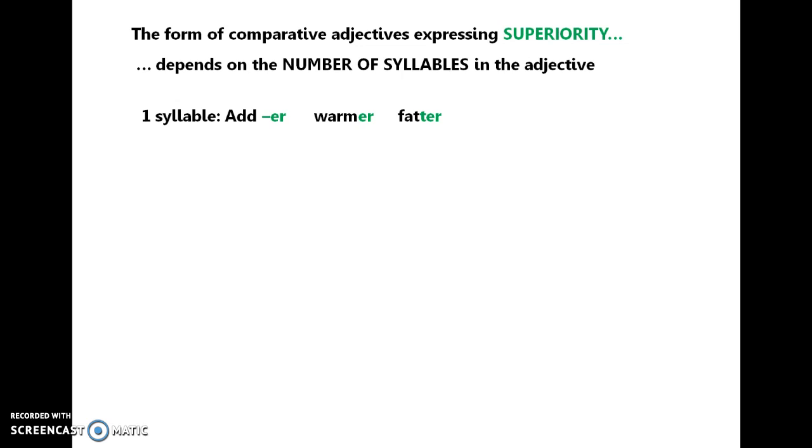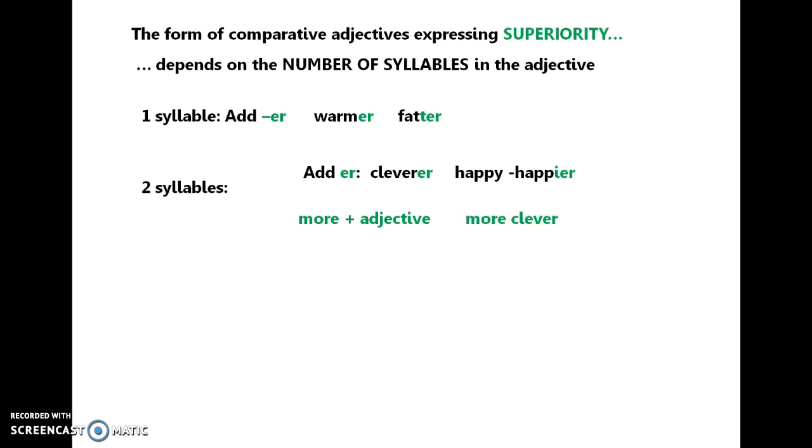With two-syllable adjectives, well, we have two possibilities. Add er, for example, clever, cleverer. If the adjective finishes in y, like happy, we change the y for i and add er. For example, happier. Another possibility is to add more plus the adjective. For example, more clever.